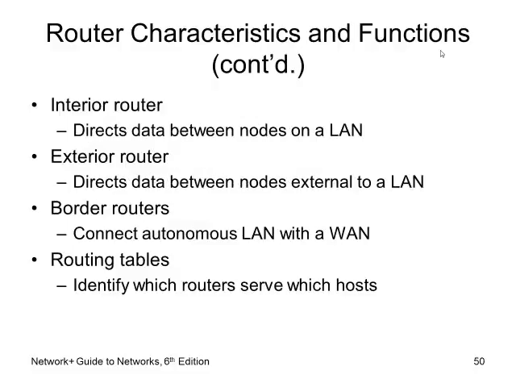All right, interior routers direct data between nodes on the LAN. So at your house, you probably have some ports on your router, so it routes traffic between those.